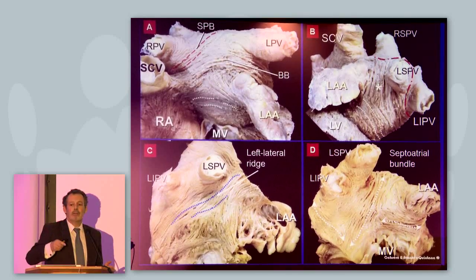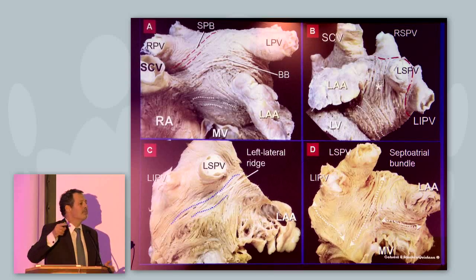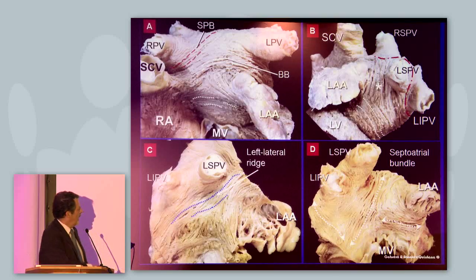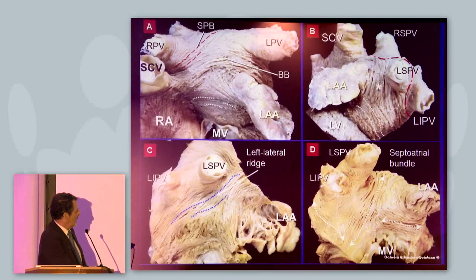The Bachmann bundle connects the left with the right-sided and with the sinus node area. And here, endocardially, the left atrium has been everted. Please note the left pulmonary vein, and this is the left atrial appendage. Note the lateral ridge. This area corresponds to the so-called septoatrial bundle.